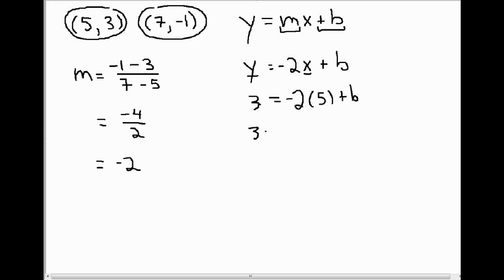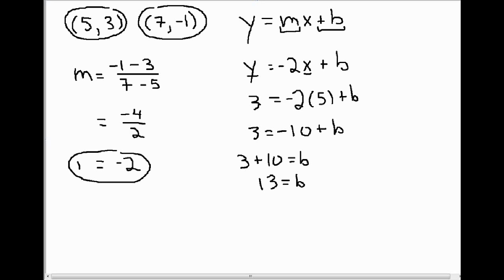Now we simplify as much as we can. -2 times 5 is -10. And we are trying to isolate b here, so we have to bring that -10 over. And now we know that the y-intercept is 13, or positive 13. So we know the slope. The slope is -2. We know the y-intercept now. The y-intercept is 13. So when we sub those values into y equals mx plus b, our equation is y equals -2x plus 13.